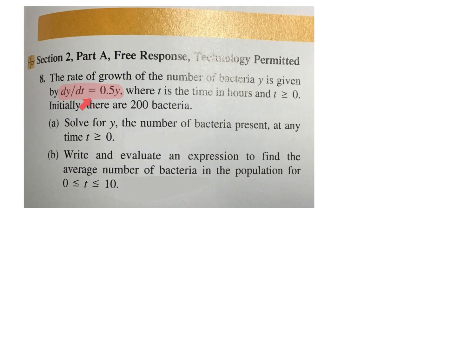All right, this is exponential growth's differential equation. So we know that the solution is y equals some constant times e to the kt. Initially there's 200 bacteria. Initially means when t is 0. So if t is 0, this is 1c equals the population of 200. C is 200. Also, this is k. K is 0.5. We have the solution.